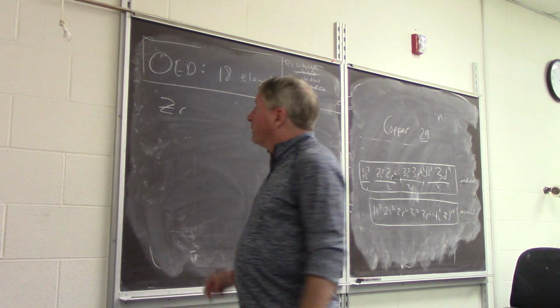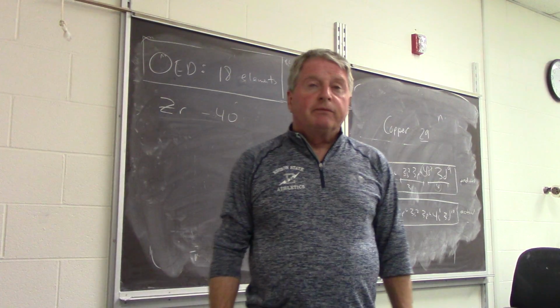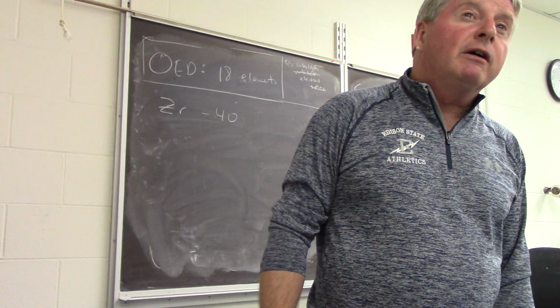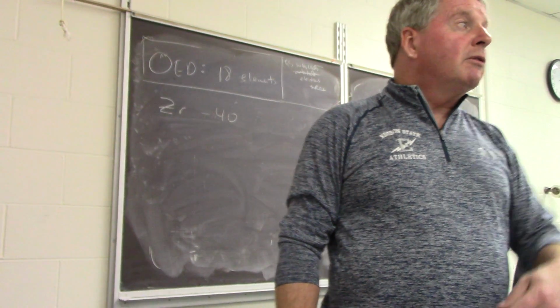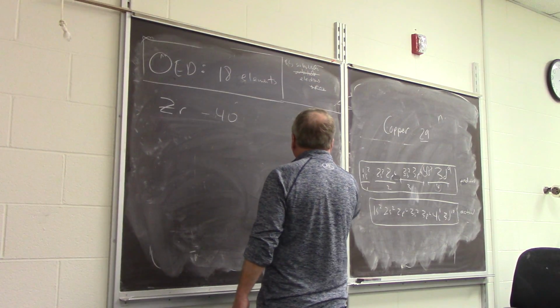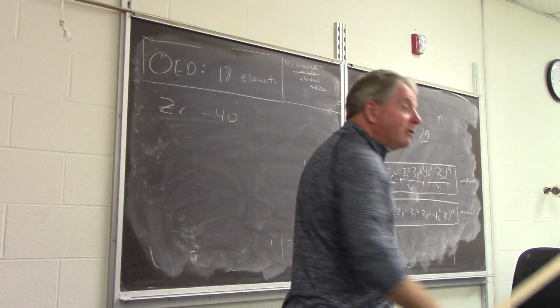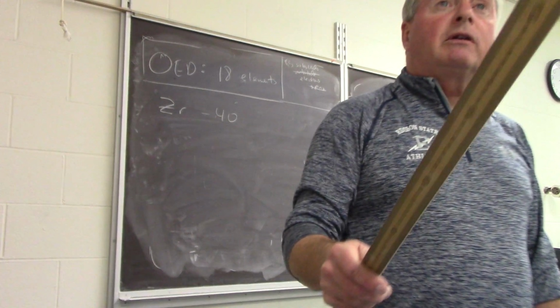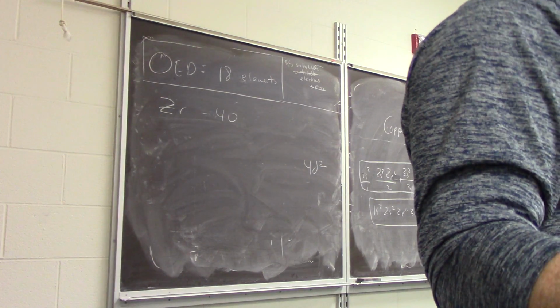Zirconia is number 40. So it's found in row 5, but it's in the Ds, so it's going to be 4D and it's 2 over. Okay. And then what I do is I work backwards. So I have to get back home. So I go through the 5 S's, and there's 2 of them.